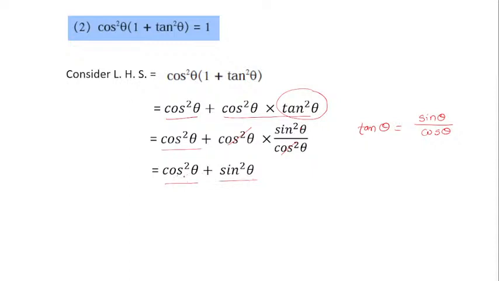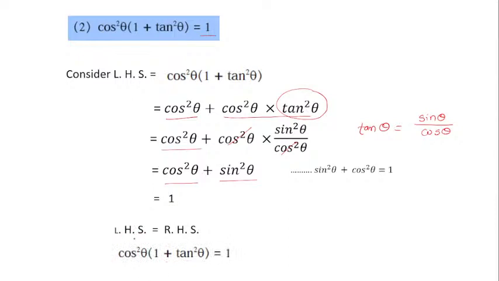So again cos square theta plus sin square theta, that is nothing but the sin square theta plus cos square theta, which is the first trigonometric identity, and value of which is 1. Sin square theta plus cos square theta is equal to 1, so we replace cos square theta plus sin square theta by 1, which is the right hand side. So we have started with the left hand side, and we have finally got the right hand side. Therefore LHS is equal to RHS, and hence the result cos square theta into bracket 1 plus tan square theta is equal to 1. Let's have the next question, where the square root is involved.